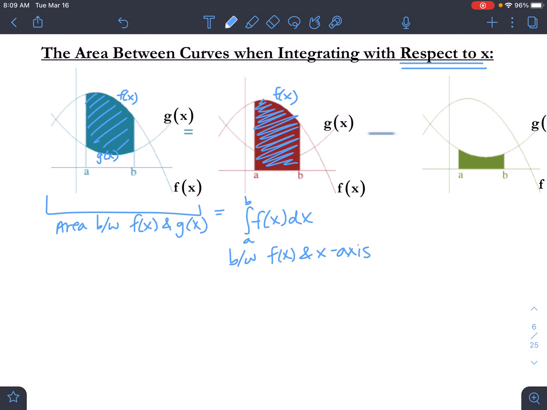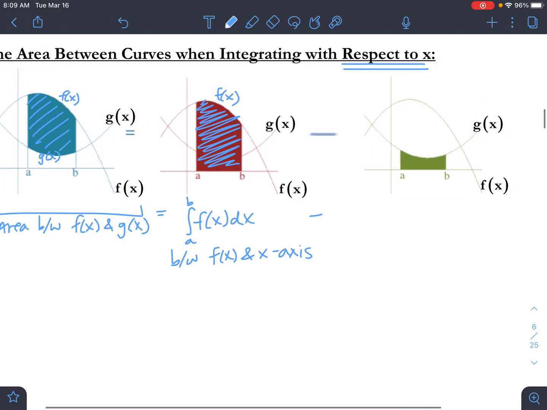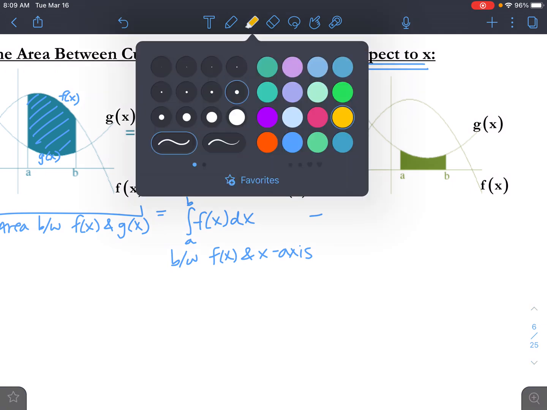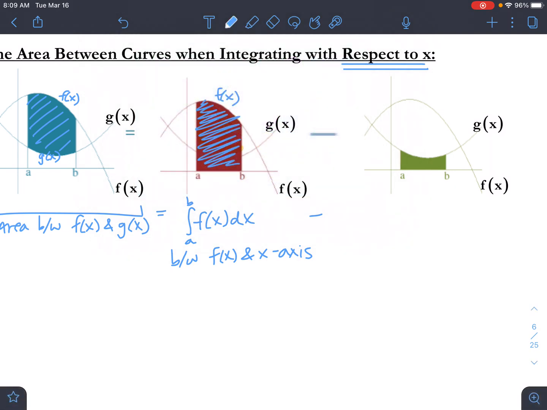All right, if you're just trying to find this piece right here, you really just want to find this. So we're going to get rid of that little portion at the bottom. As you can see from our last picture, that would be the integral of g of x from a to b, the area under the curve g of x, between g of x and the x-axis. We want to get rid of that so that we just have this floating area left.